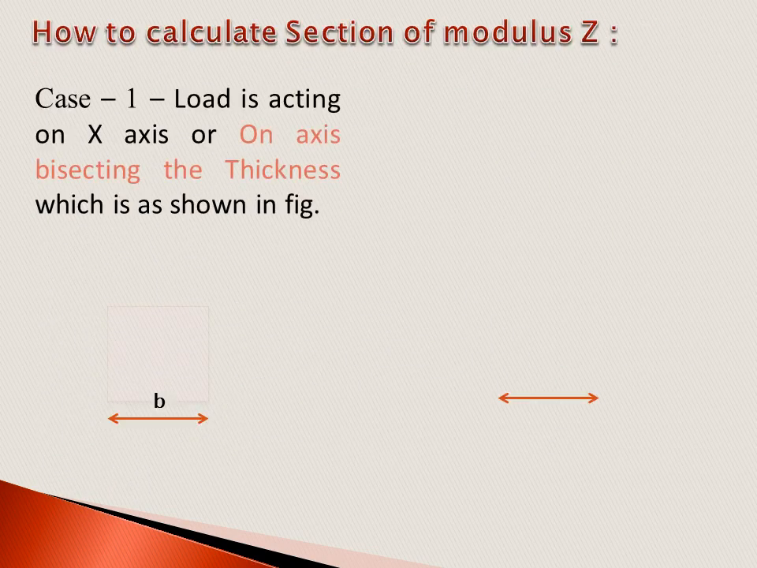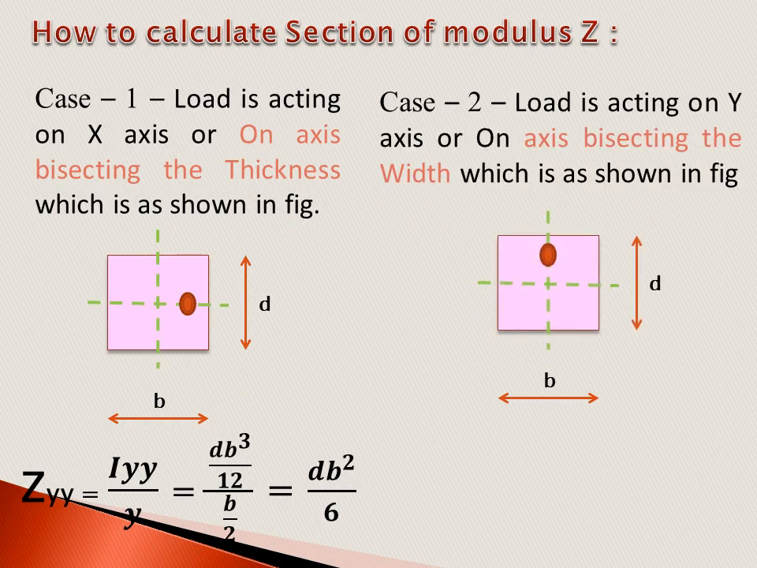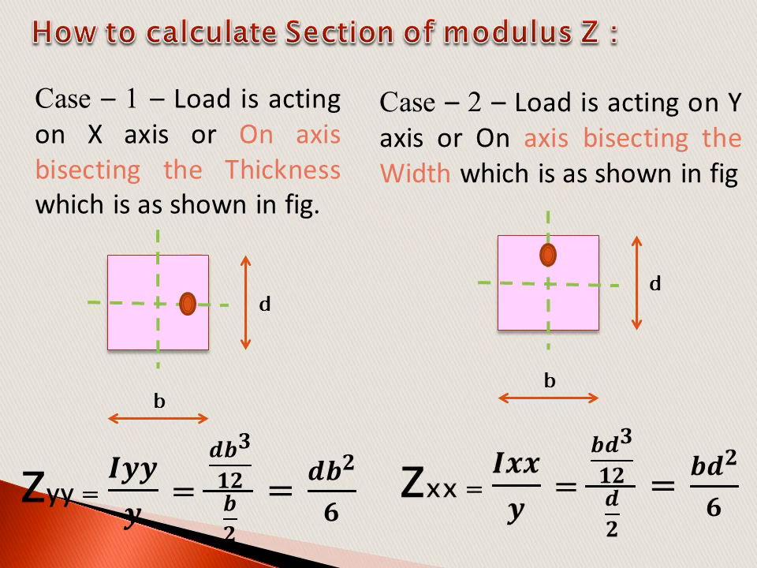In this case, the load is acting on the y-axis. Therefore, to calculate the section modulus, we take the axis xx. Therefore, Zxx is equal to Ixx divided by y, that is bd cube by 12 divided by d by 2. Therefore, Zxx is equal to bd square by 6.